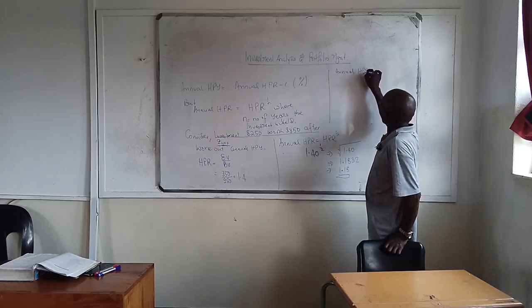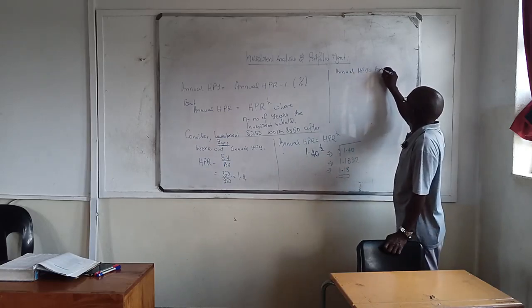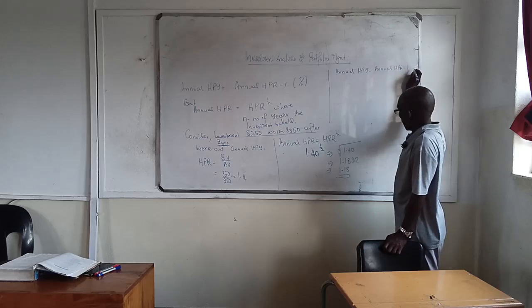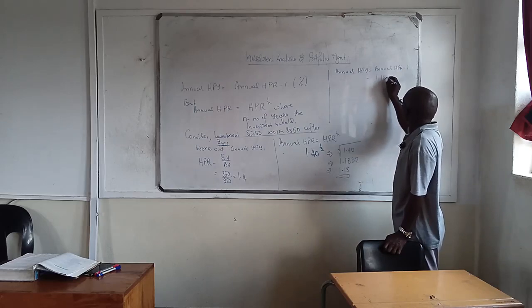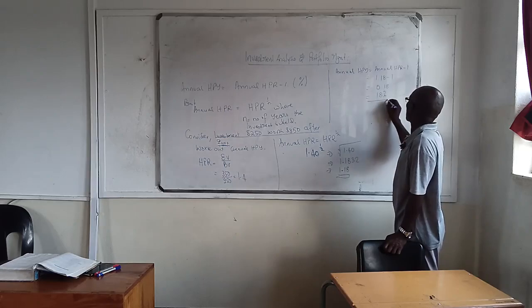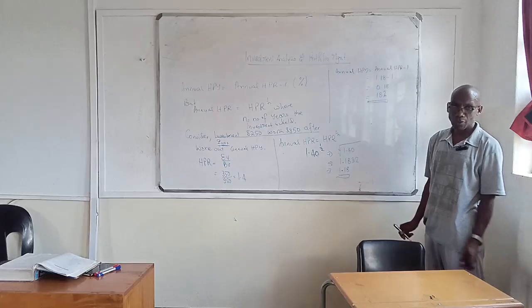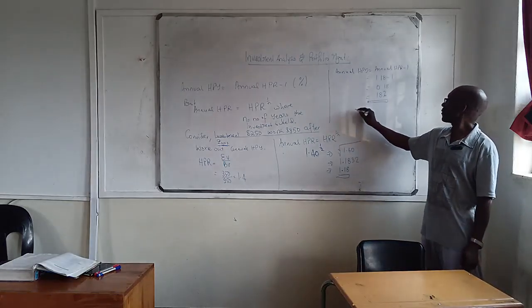Then let's calculate annual HPY. Annual HPY is equal to annual HPR minus 1. So what is it? 1.18 minus 1 gives you 0.18, which is the same as 18%. It means the return was 18%. So you can advise someone if you know that the return is 18%.